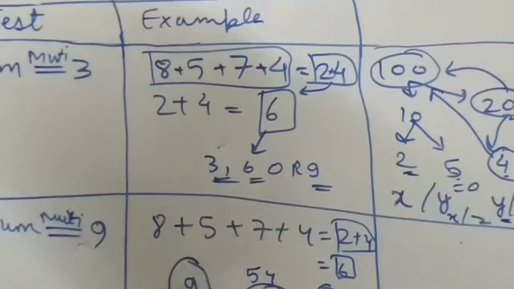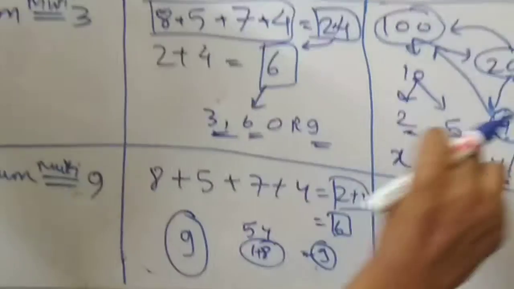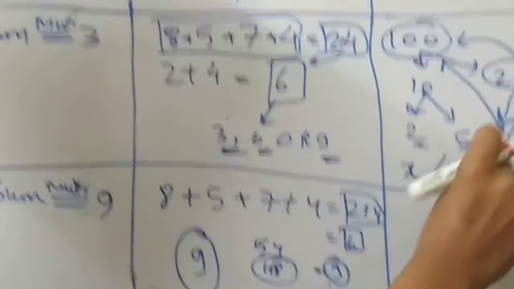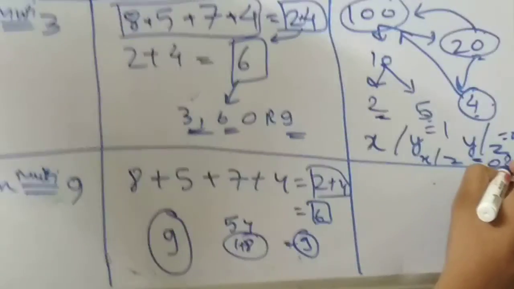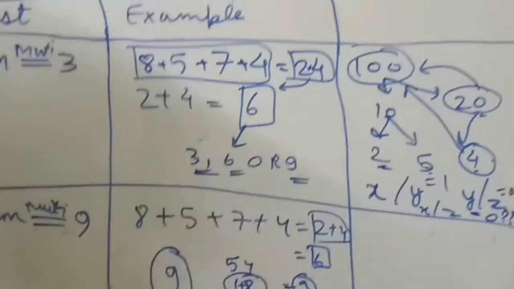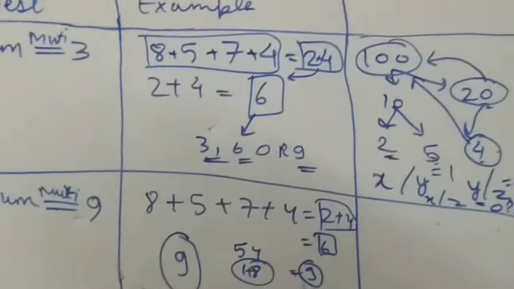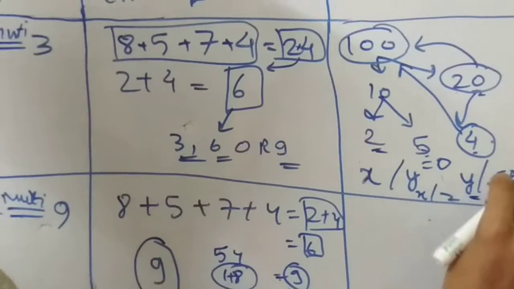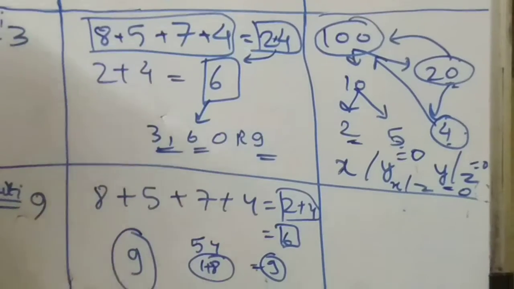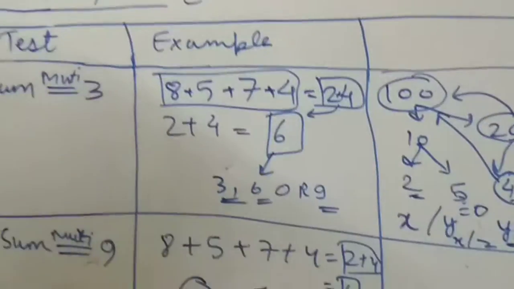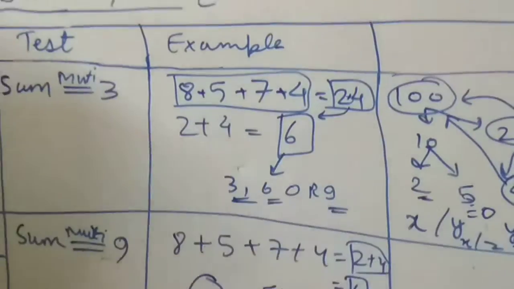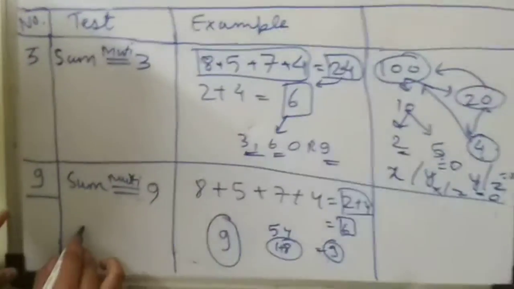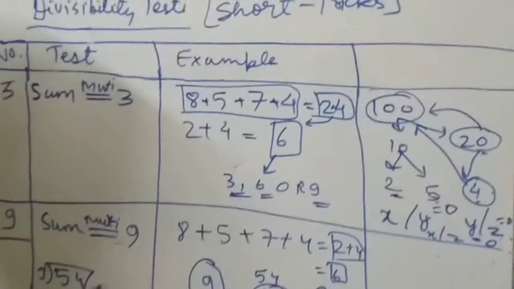But this property is valid only for 0. If the remainder is 1 here and 0 there, then we can't predict what the remainder will be. This is valid only for 0, so take care of this. That is why any number in the world which is divisible by 9 will also be divisible by 3. Like if I take a small number, 54, 54 divided by 9 is 6.